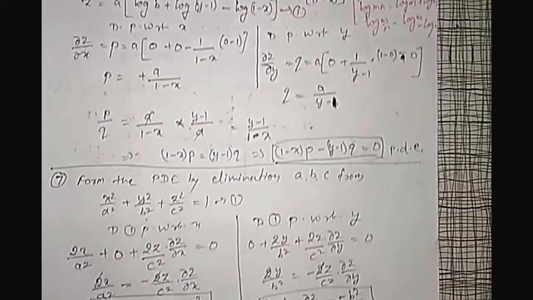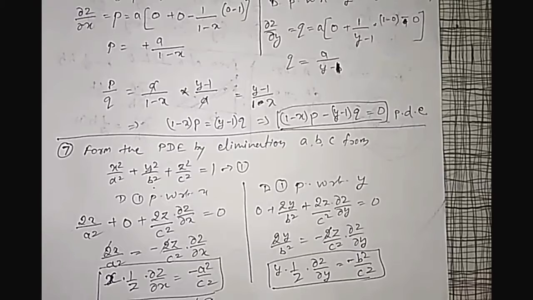But in the next example, we form the PDE by eliminating arbitrary constants a, b, c. In this particular example, a, b, c are arbitrary constants, whereas x and y are only two independent variables. Therefore, here the differential equation we are going to get is of order 2.